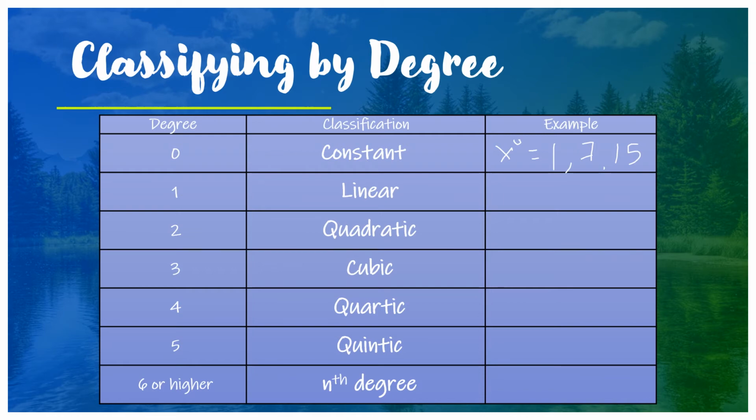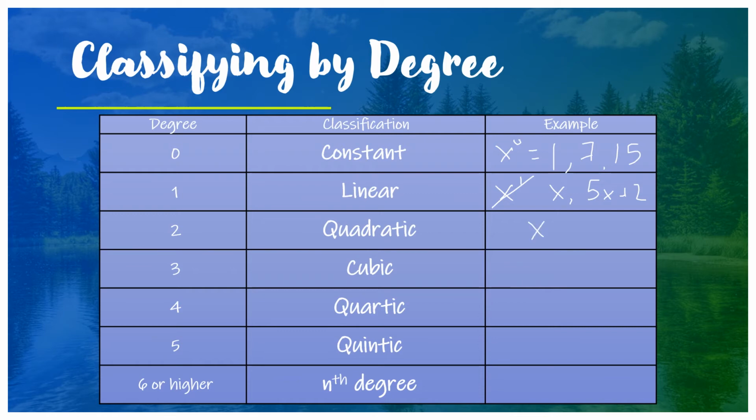Linear, the exponent is a 1, and you will never see anything written as x to the first power. That's not going to happen. So your example here would just be x or 5x plus 2. The highest exponent is still 1, so that would be linear. And think y equals mx plus b. So you have a variable, but you have no exponent.